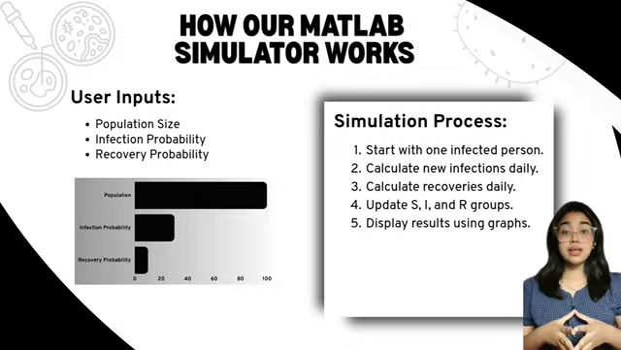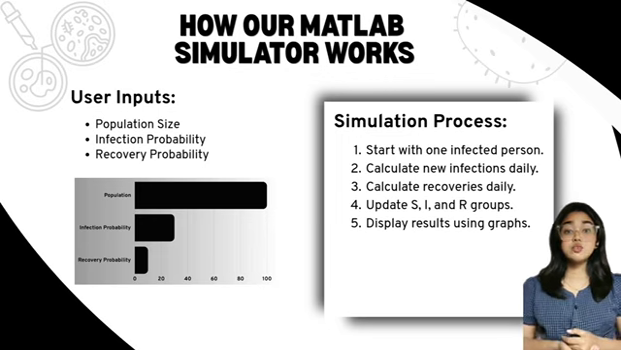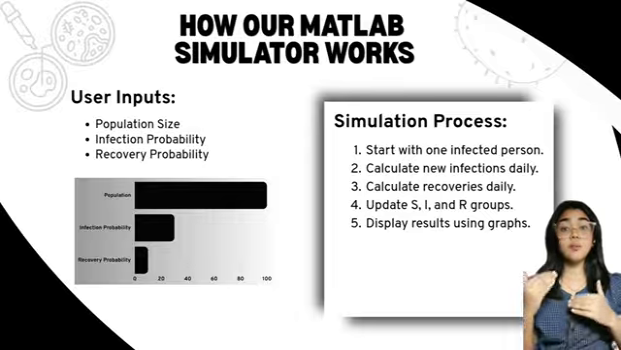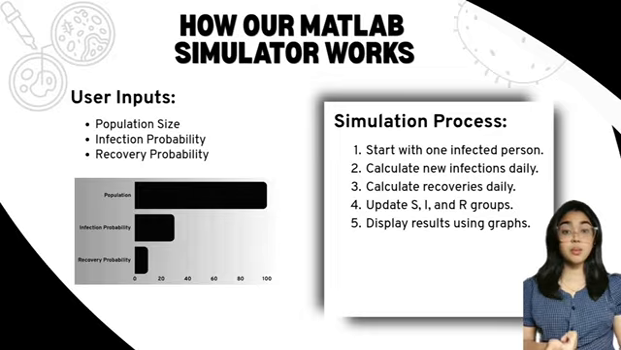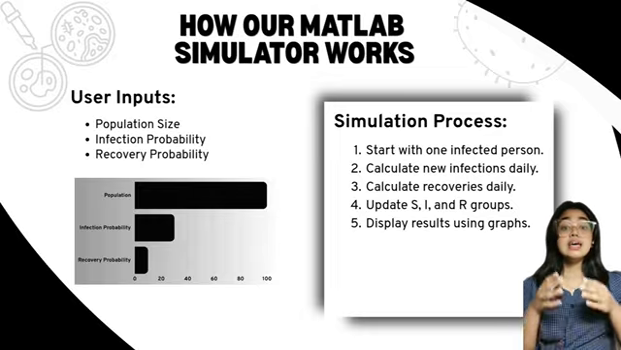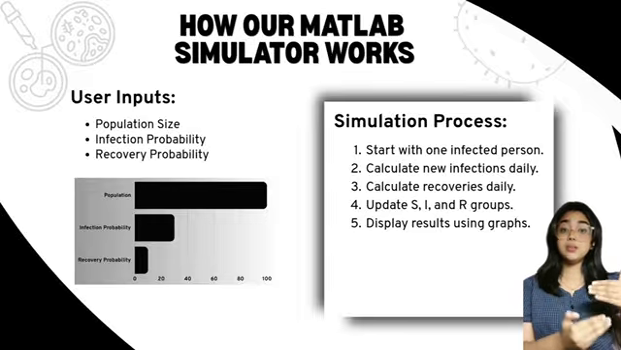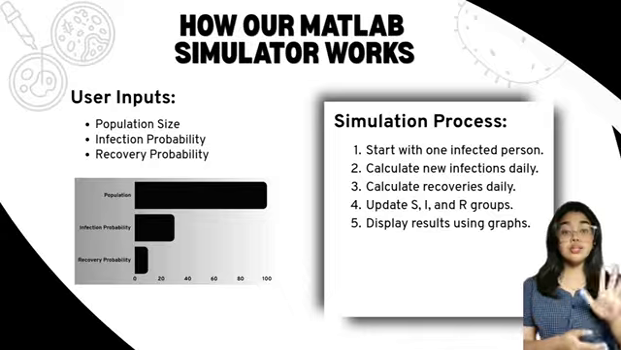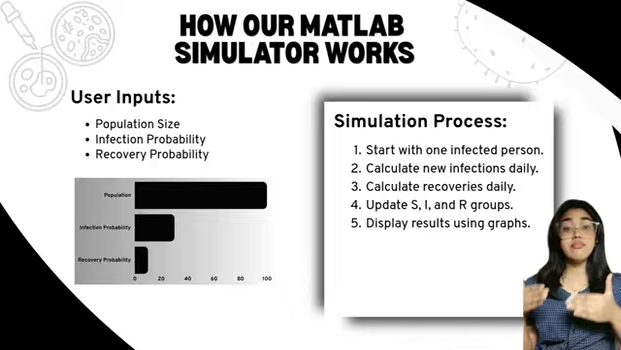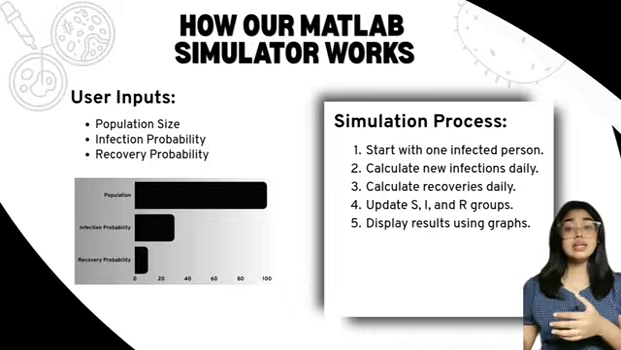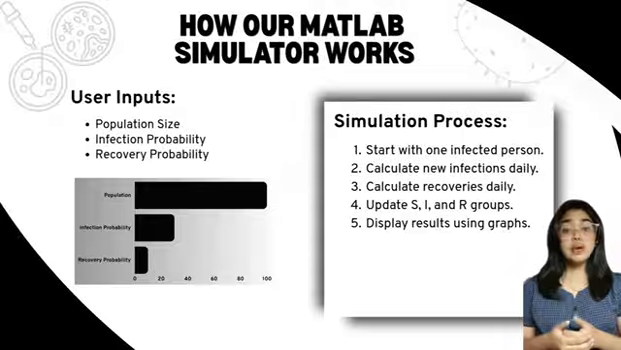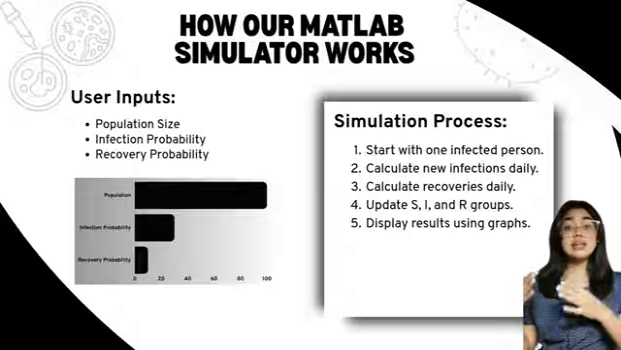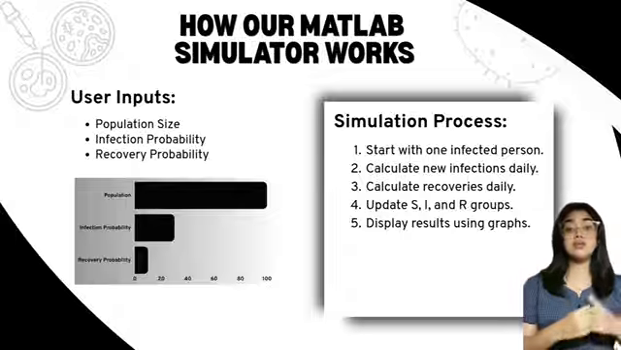Now I will explain how our MATLAB simulator actually works. Our simulator takes 3 inputs: the population size, the infection probability, and recovery probability. These values control how the simulation behaves once the inputs are set. The simulator follows 5 steps. First, it starts with the infected person. Then each day, it calculates the new infection based on the infection probability. Next, it calculates the recoveries using the recovery probability.